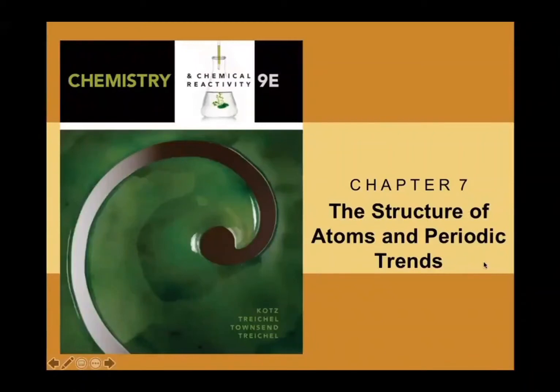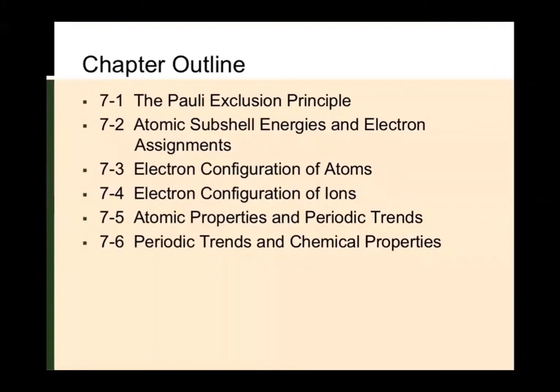Chapter 7, the structure of atoms and periodic trends. So here's the chapter outline. The first thing we're going to talk about is the Pauli exclusion principle, probably the biggest driving force in electron orientation or orbital filling. Then atomic subshell energies and electron assignments, electron configuration of atoms, electron configuration of ions, atomic properties, and periodic trends in chemical properties.